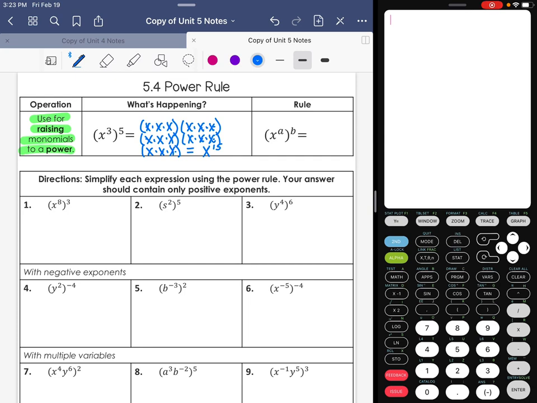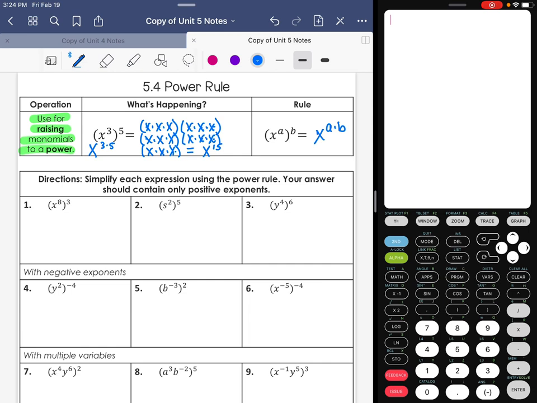So, as always, there's a shortcut. You could have done x to the 3 times 5 power and gotten 15. So the rule for the power rule is if you have a base with a power to a power, then you take the powers and multiply them together. So it will be a times b. Now, that seems really simple, but it can get complicated, especially when we throw in coefficients. So make sure you're paying attention.